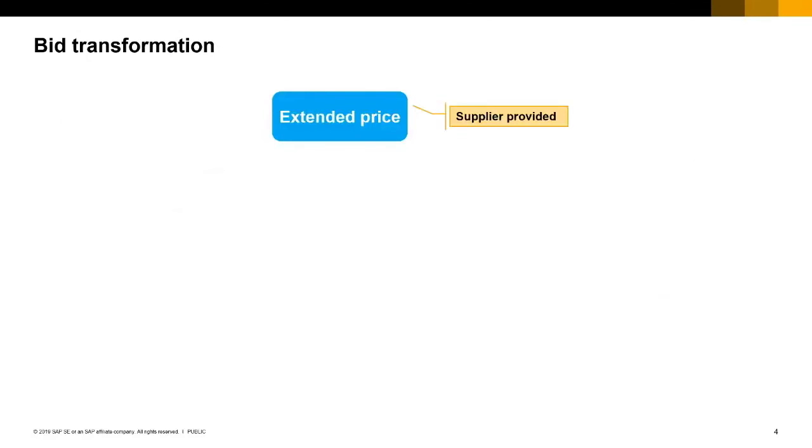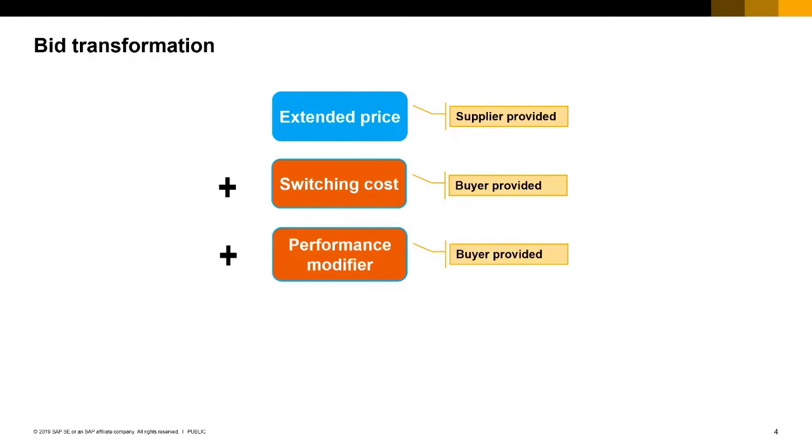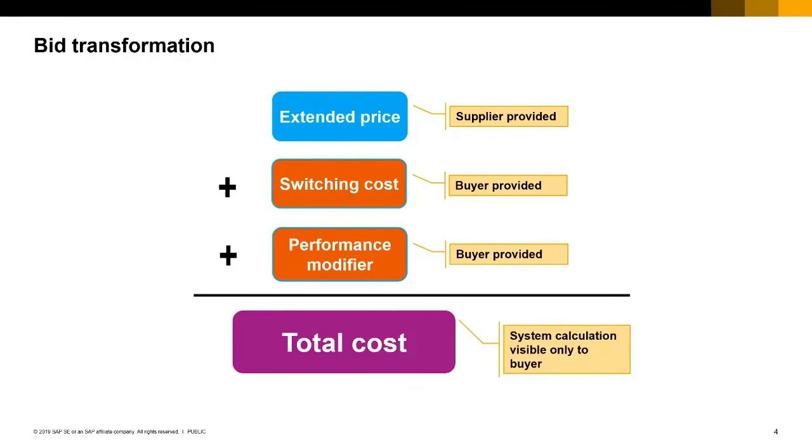Just to summarize the format of a bid transformation auction, of course, you'll have the extended price, which is provided by the supplier, plus, for example, a switching cost that would be provided by you, the buyer, as an adder, and a performance modifier that can be added as a multiplier, which would then equal the total cost, which is visible to you in the system when you're comparing the bids.